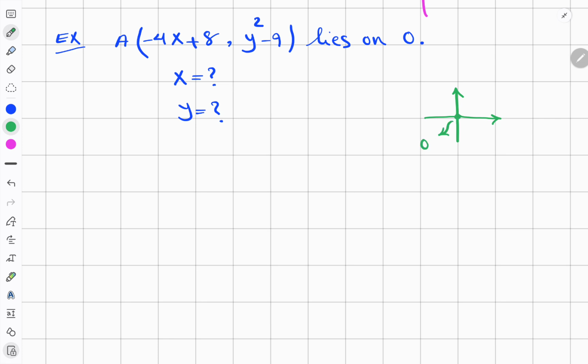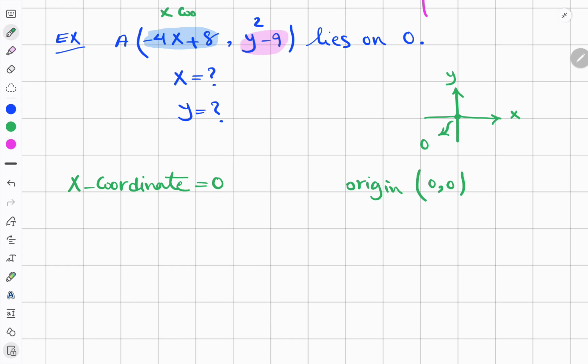is the point which is the intersection of the x and y axes, and the origin has coordinates 0 and 0. Let me write this. So the x coordinate is 0 and the y coordinate is 0. So the x coordinate should be 0, and this is the x coordinate, and this is the y coordinate.